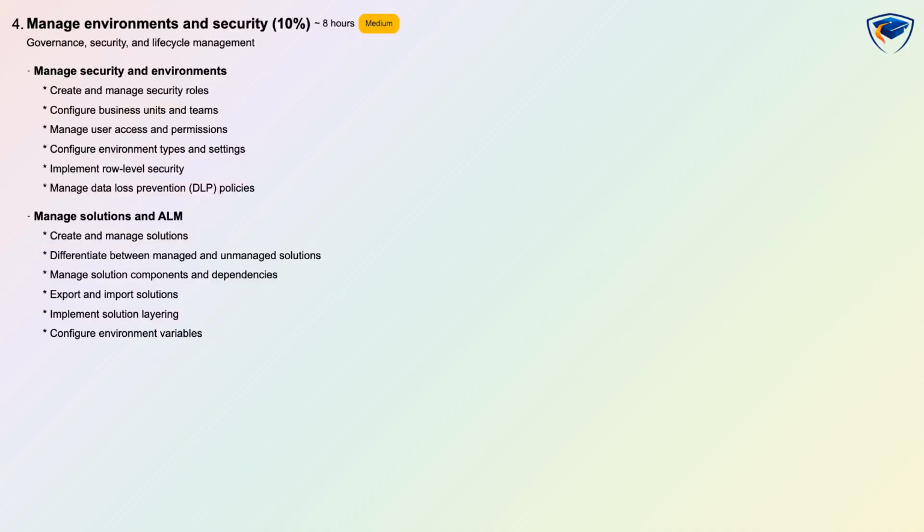Manage environments and security makes up the remaining 10%, with medium difficulty and an estimated 8 hours of study, and it is evaluated through conceptual and scenario-based questions. You will learn governance tasks like creating and managing security roles, business units and teams, controlling user access and permissions, and configuring environment types and settings including row-level security and data loss prevention policies.